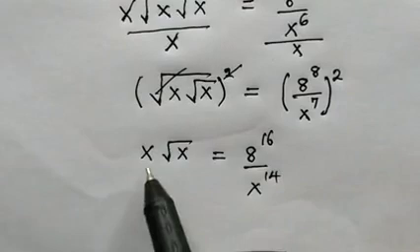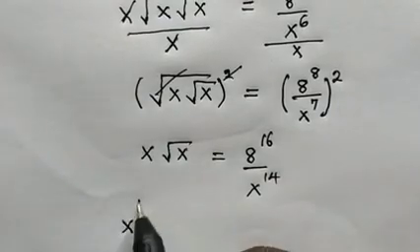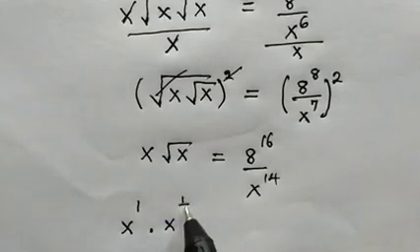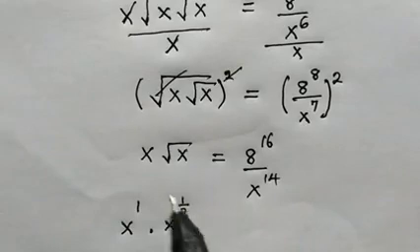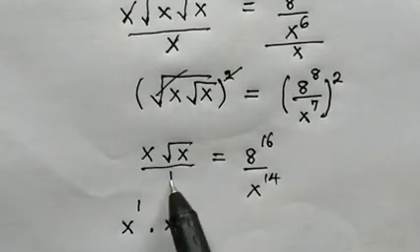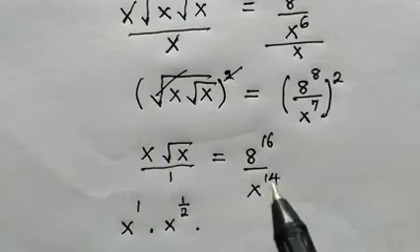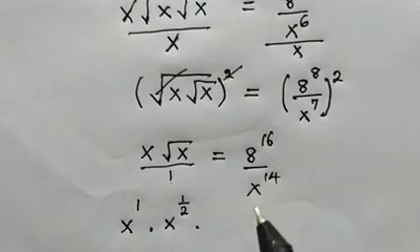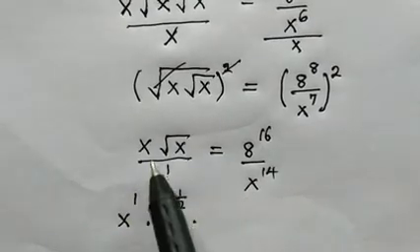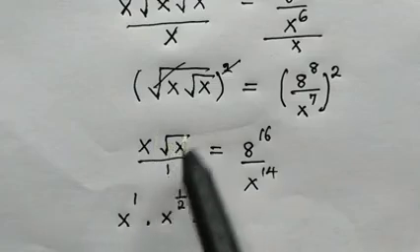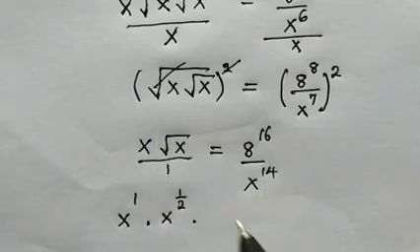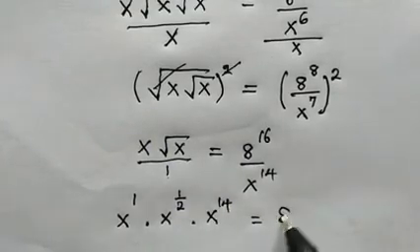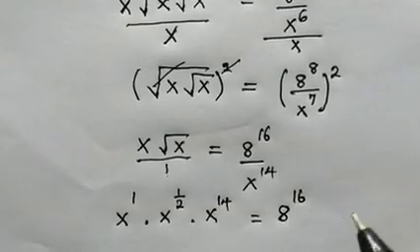Okay. Now here we know this x here has a power of 1. Multiply by square root of x is same as x to the power of 1 over 2. Multiply by, here you know we can cross multiply. So x root x times x to the power of 14 is equal to 1 times 8 to the power of 16, right? So that's why we get here x to the power of 1 times root x, which is x to the power of 1 over 2, then times x to the power of 14. So this will be equal to 8 to the power of 16.